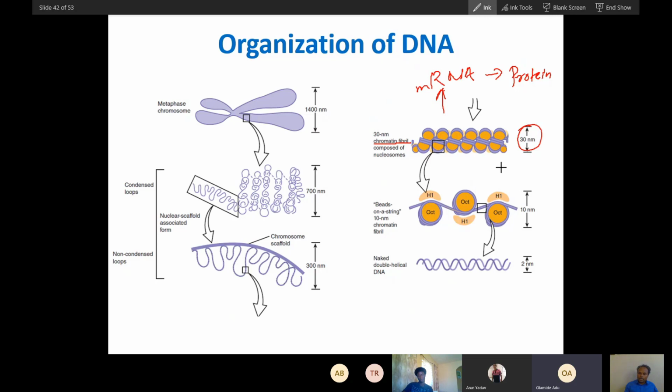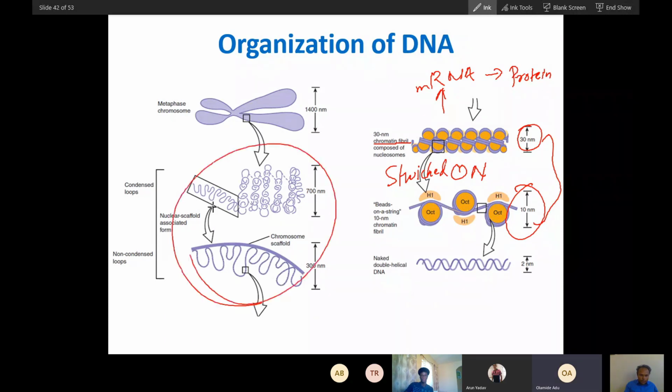Which genes are switched on? Switched on genes are in this conformation, not in that conformation. This other conformation will be attained before the division of the cell. So our cell has this type of conformation, especially the switched on genes, those genes which are constantly producing RNA.